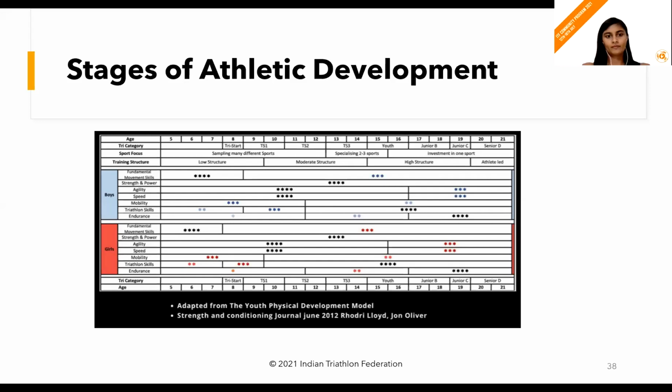Again, training structure: if you want to get into a little moderate, remember some sort of competition is established between ages 10 and 12. So a moderate structure will come somewhere in that age. After 14, when most of your athletes have hit puberty, is when you start adding more and more competitive stuff to them. So the youth triathlon will have high structure, and after 16, obviously, it's going to be a lot more specific for your athletes.